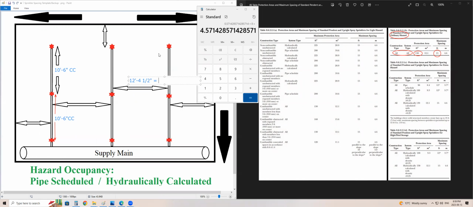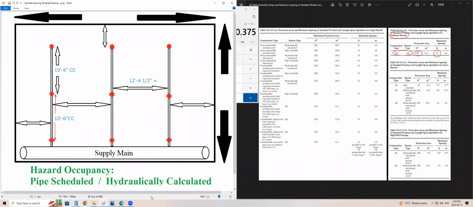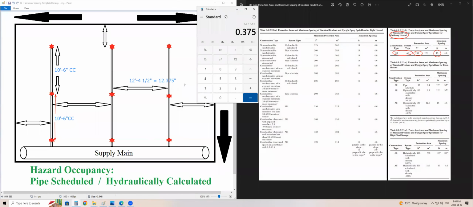So in decimal feet again, let's say 4.5. Oh, what's going on? Oh, this mouse. 4.5 divided by 12, 0.375. So that is equal to 12.375. Right. 0.375, right? 4.5 over 12. Did I do the math right there? 4.5 divided by 12. Yes, 0.375.